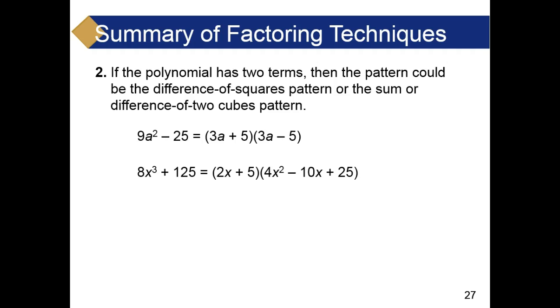Once you get common factors out, you look for that. So if the polynomial has 2 terms, then the pattern could be the difference of 2 perfect squares pattern or the sum or difference of 2 perfect cubes pattern. All right, so what would that be? 3a minus 5 times 3a plus 5. You're good. How about this one?